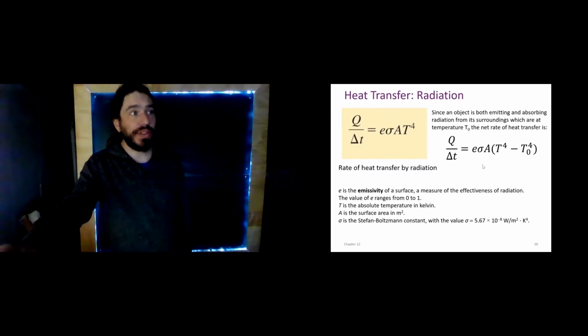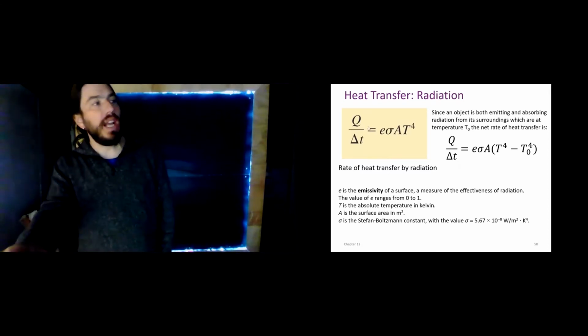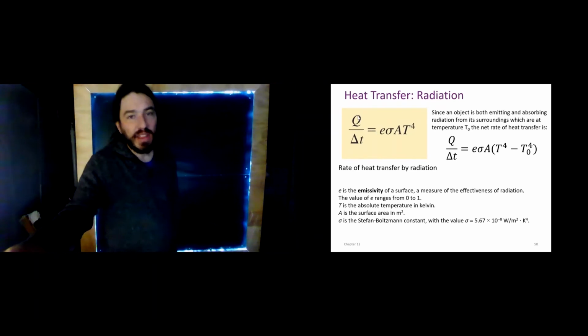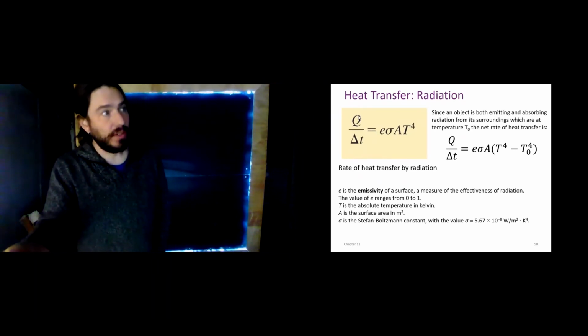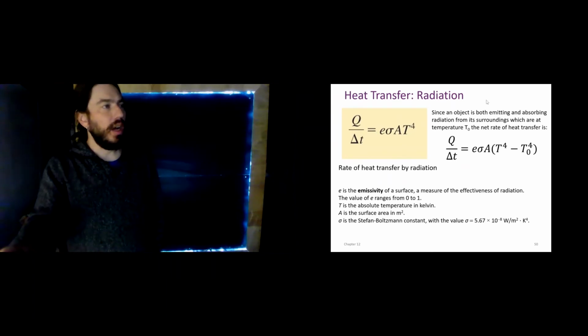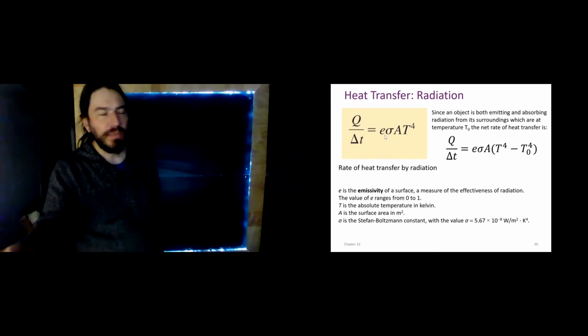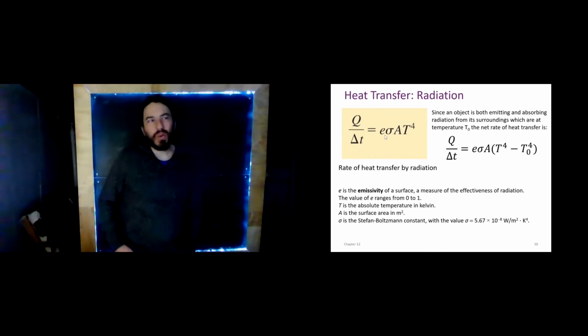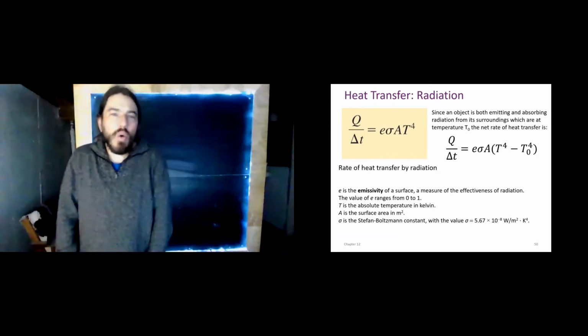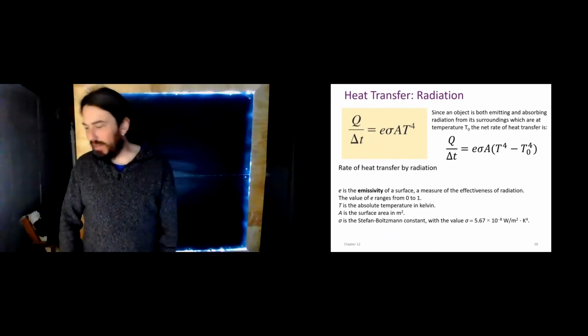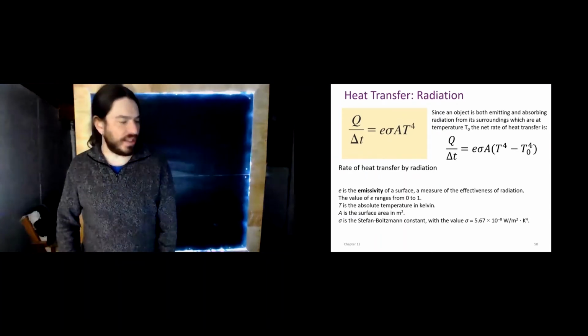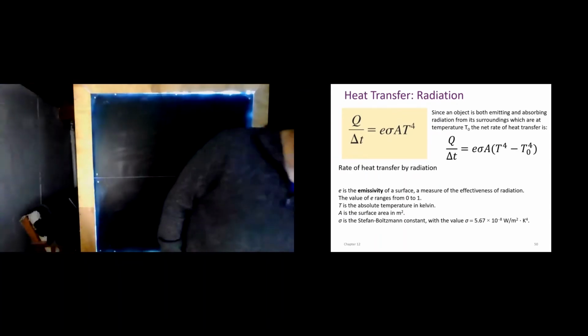We have an equation for this one too. Again, Q over delta T is the rate of heat transfer. All right, what do we have on the right side? A couple of constants here. E is a constant that depends on the object you're talking about. It's called the emissivity, and it's sort of a weird thing to think about. It says, how well does an object emit or absorb electromagnetic radiation?